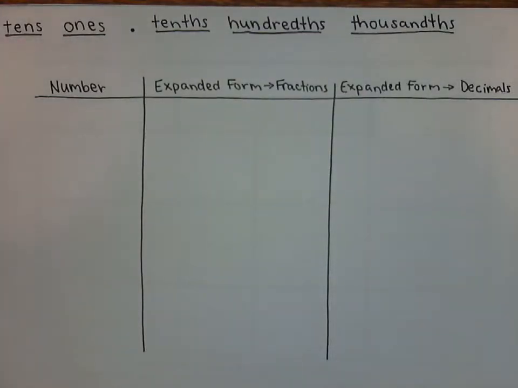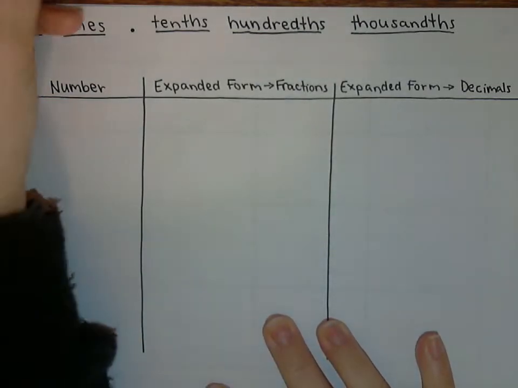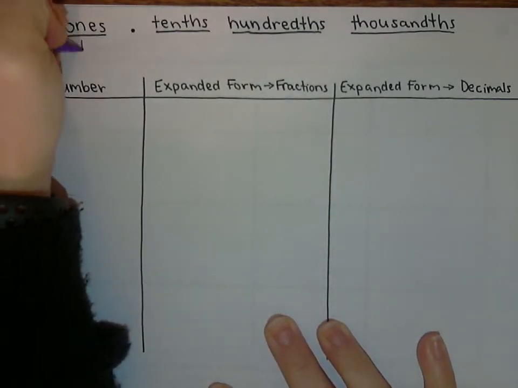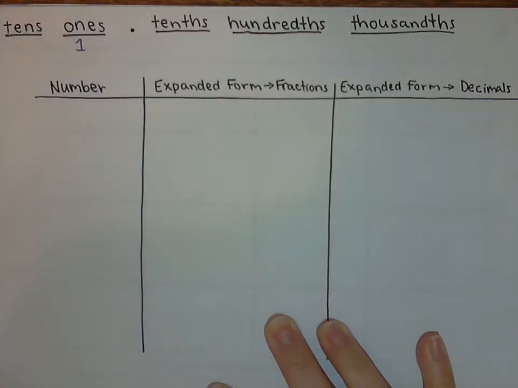Hello. Today we're going to be taking a look at writing numbers, decimals, in expanded form. So we've already explored writing it in word form, and so today we're going to be working with expanded form. But just to kind of review, we know that one whole is one.